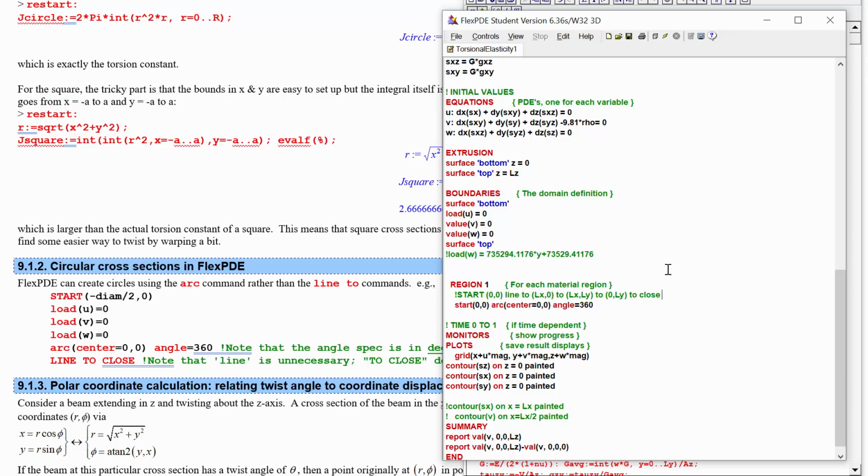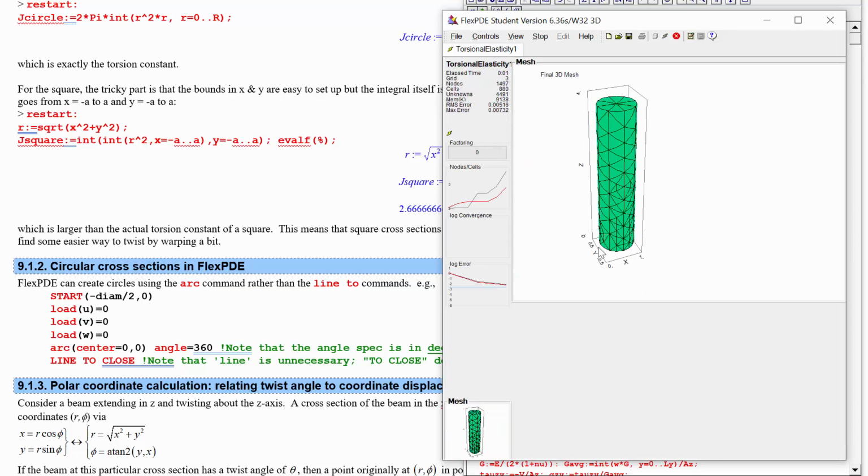We've got start 0, 0 and an arc with a center of 0, 0, angle of this. Now wait a minute, we were at point 0, 0, so that's not going to work. This is going to make an arc with no actual radius. So what we could do is arc from 0, 0 around a center that's displaced, like maybe LX, 0, and that'll draw a circle.